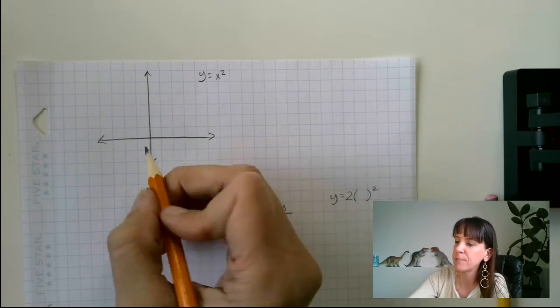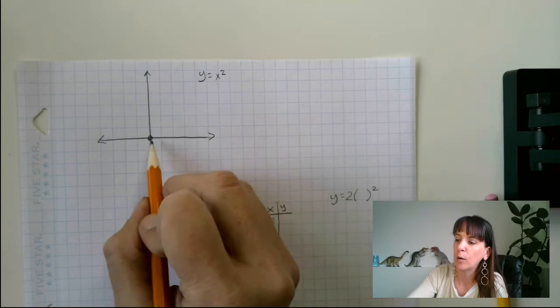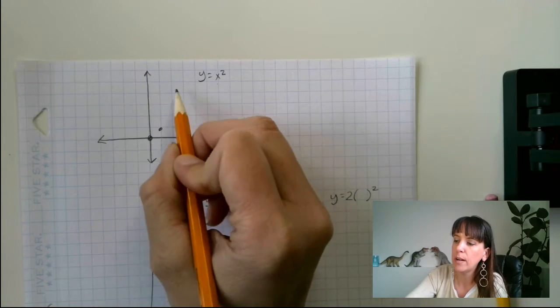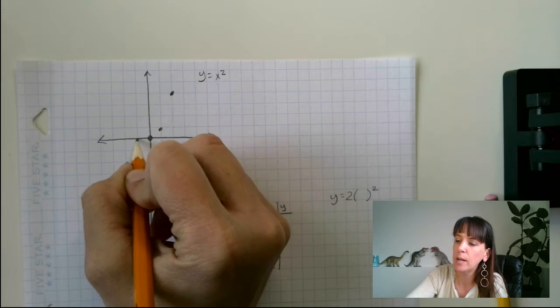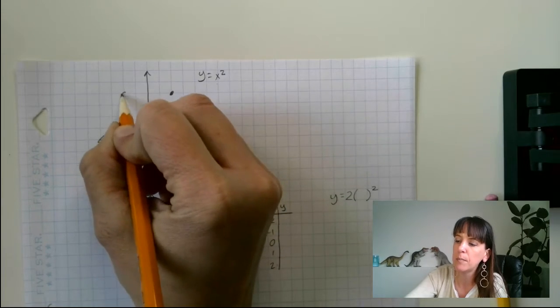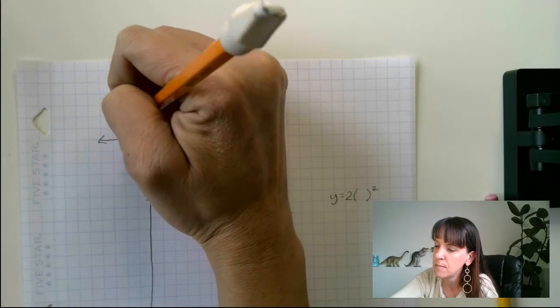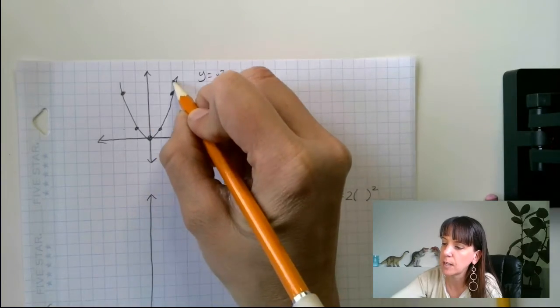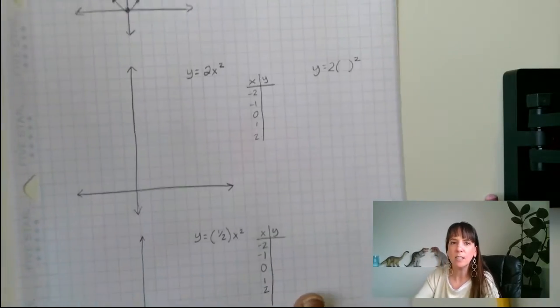So y equals x squared. This is our parent graph, right? So we start at 0, 0. We go over 1, up 1, over 1, up 3. Over 1, up 1, over 1, up 3. Just like we did at the beginning of this video. Okay, so now let's talk about when we have an A.